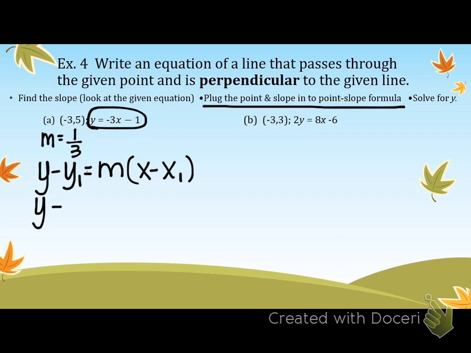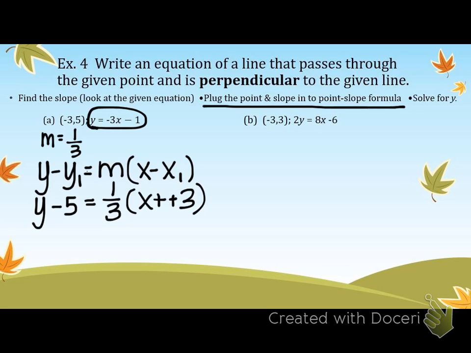So Drew, keep helping me. Y minus, what's the y coordinate of the point they gave us? 5 equals, what's our slope? 1/3 times x minus, what is the x coordinate of the point they gave us? -3. So Drew, anything jump out at you that we can do right now? Good, the double negatives are going to become positives. Now, if they asked us for point slope form, we would stop. But they want the equation of a line, and so our step 3 is to solve for y.